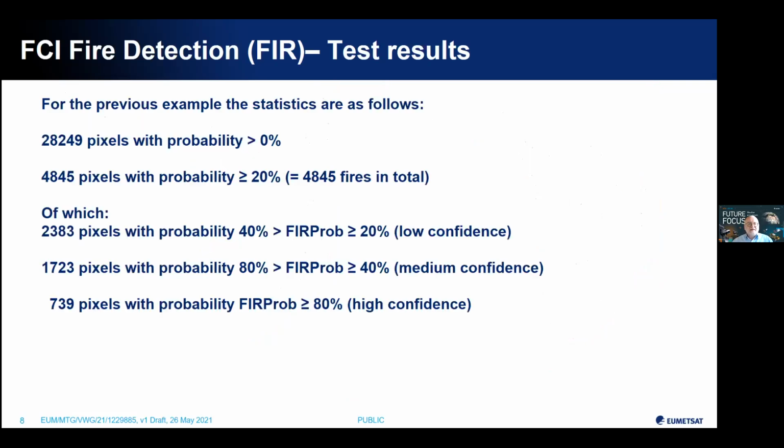So as a statistic, we detect 28,249 pixels with a probability larger than 0%, but declare only 4,845 pixels as fire pixels. And we then distinguish between low, mid, and high confidence fires.